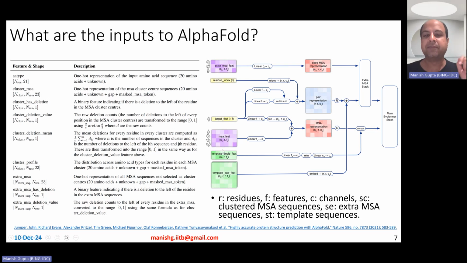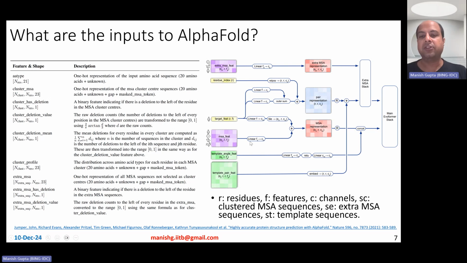Okay. And S_c is the same as N_clust, the clustered sequences, and S_e is the same as N_extra sequences. Unfortunately, they use two different notations and we can't do much about it. Okay. That's fine. So now these linear layers are just dense layers. This is the input size and this is the output size. So they do this projection in some ways. And then there is some addition of features happening.